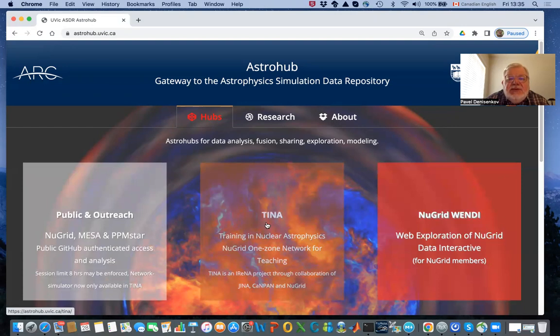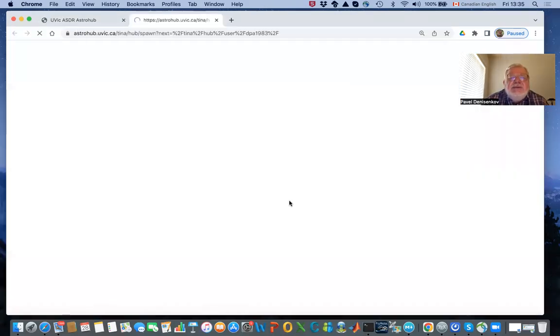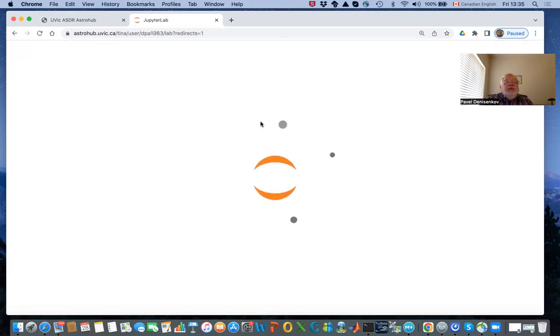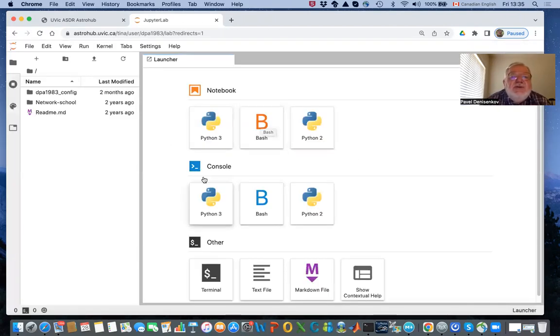It's called TINA. TINA stands for Training in Nuclear Astrophysics. So when you are here, you click on this orange square, TINA. Then you will see something like this, or maybe you will be asked to provide your Git password. I don't remember. But eventually you will find yourself here. Application Network Simulator. You spawn it, so you click this orange bar, and you wait less than a minute. Then you will find yourself here.